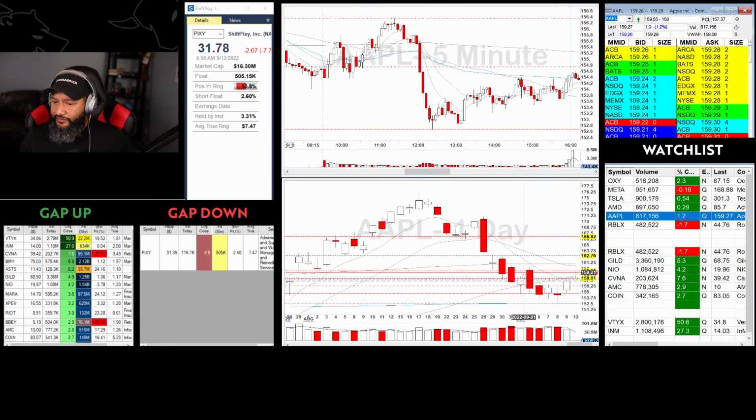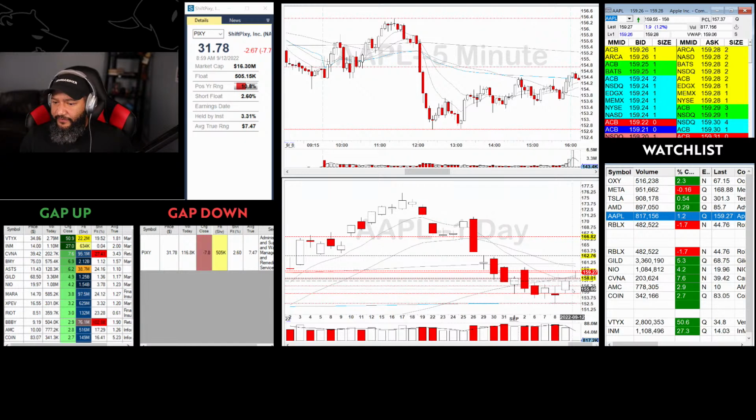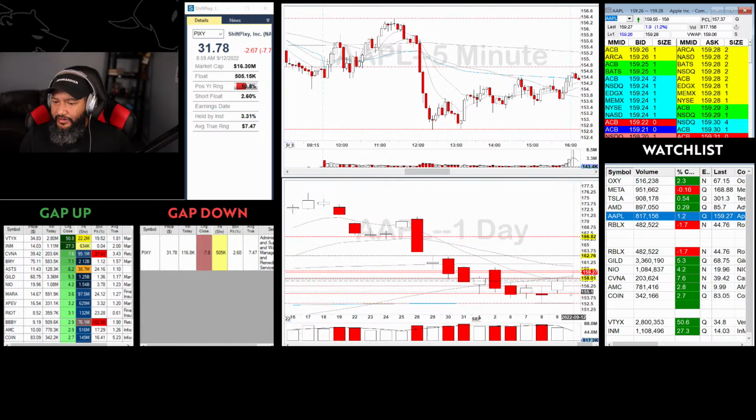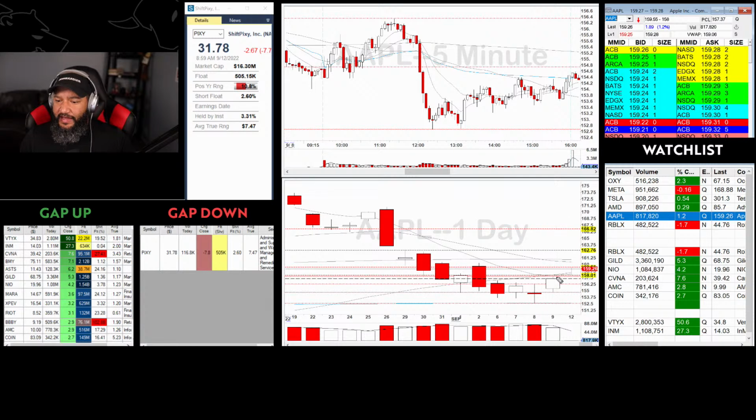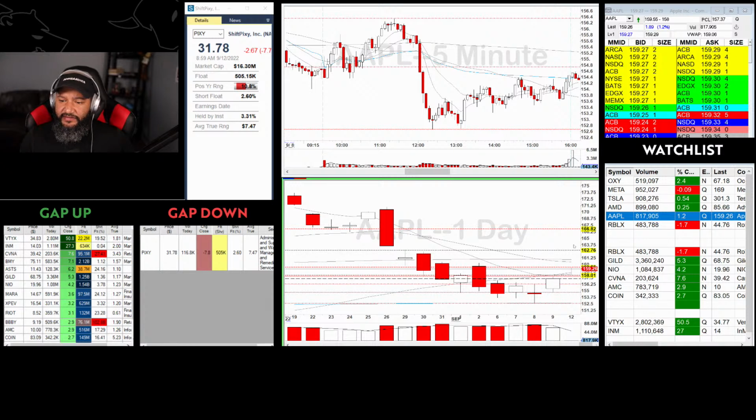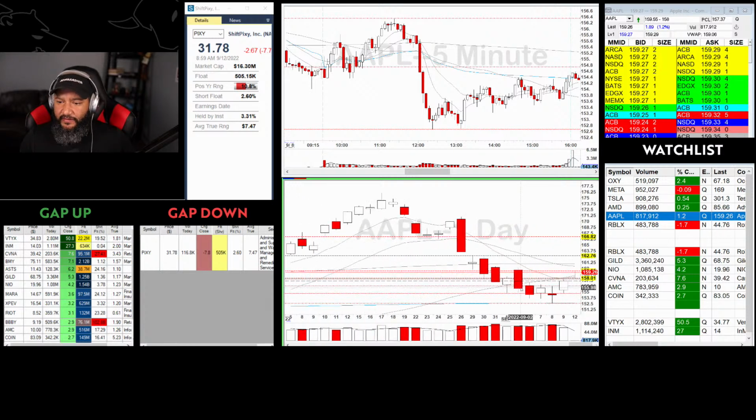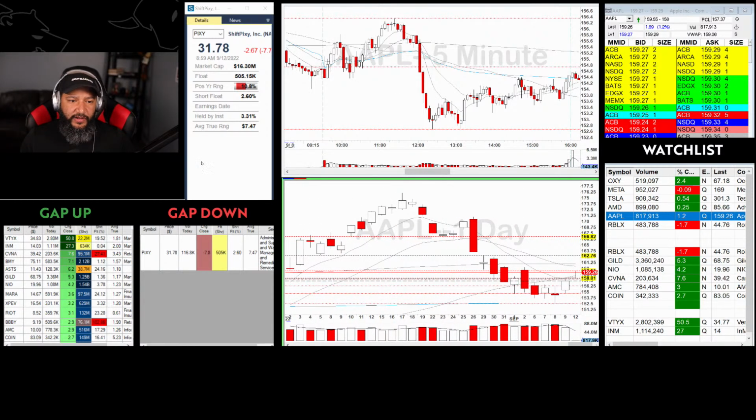Let's take Apple. Here are Apple's levels, just to repeat them again. You have 158.01, which is pretty much the high from Friday, right? They're pretty close to that. High of this morning is 159.55, and then towards the top I got 162.76 and 166.82. So that's your levels for Apple.